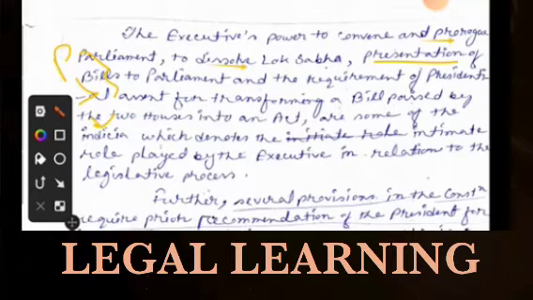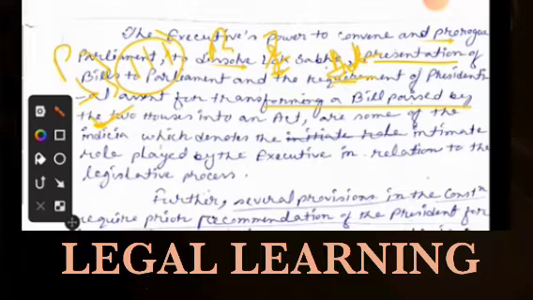Presentation of bills to Parliament and the requirement of the President's assent. Article 111 deals with the assent of the President. When the President signs, the bill will become an act. When it becomes an act, it can be enforced, right? It is enforceable. So, bill and act. The assent of the President is required for transforming a bill passed by the two houses into an act. These are some of the indicia which denote the intimate role played by the executive in relation to the legislative process.